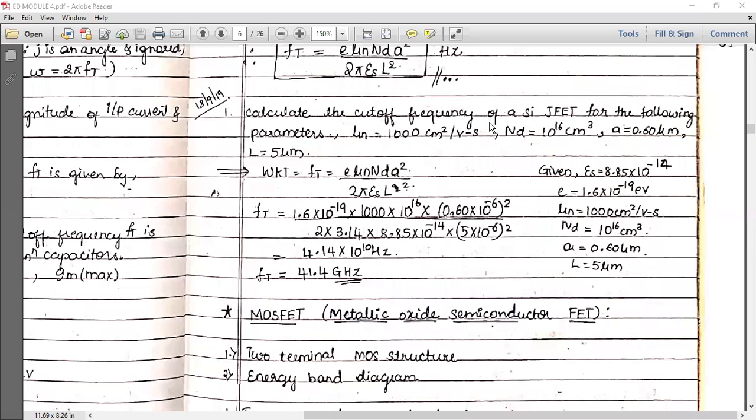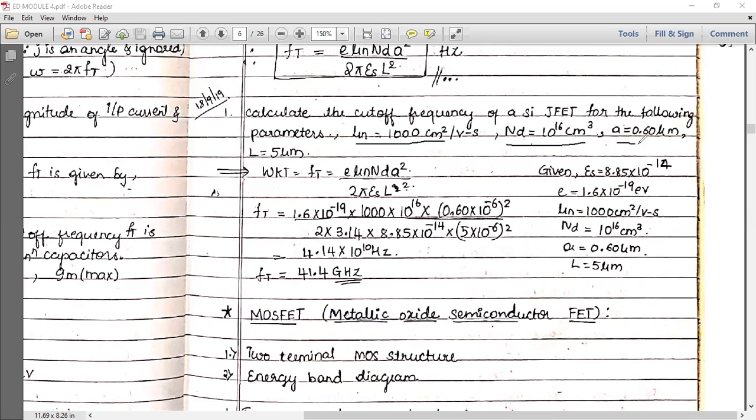Repeat the above problem for the following parameters. Now I will tell you the parameters. Mu1 equals 1000 cm² per volt second. Similarly, Nd equals 10⁻¹⁶ cm³.